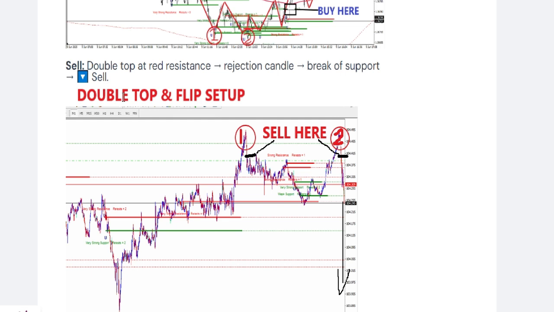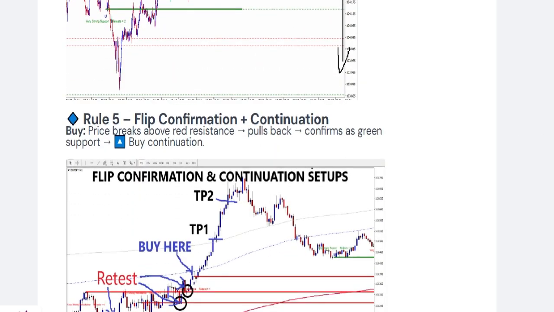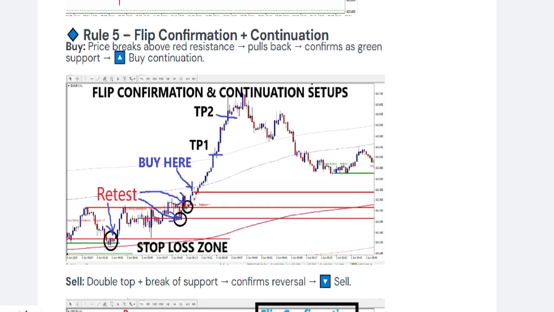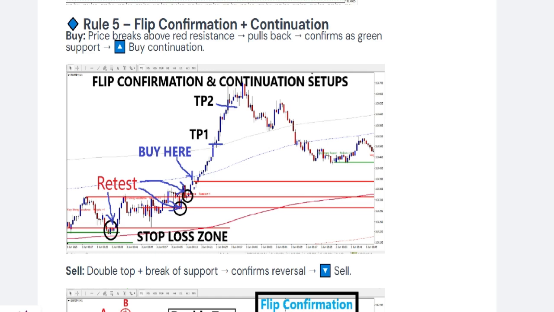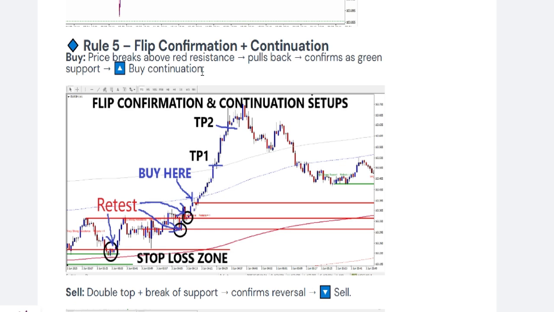So this is the sell setup, the double top and flip setup. You can see the price is forming the double top, and then the price is dropping after that. Take time to go through this. I will leave a link in the description below for you to access these rules and take time to go through them. Rule number 5 is flip confirmation and continuation.